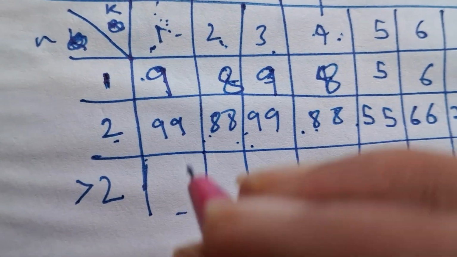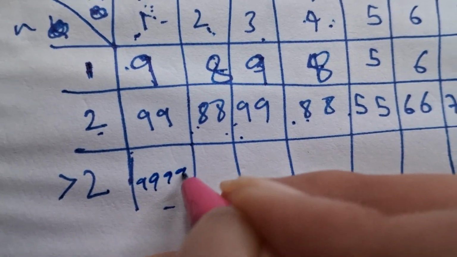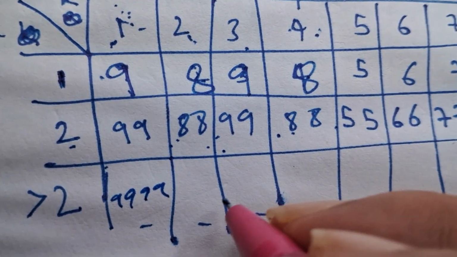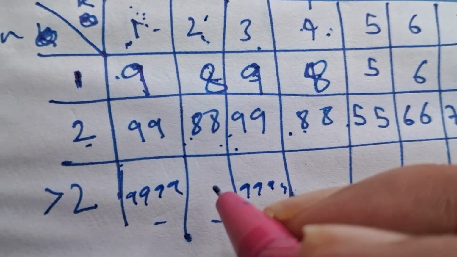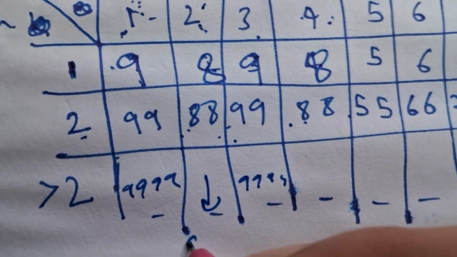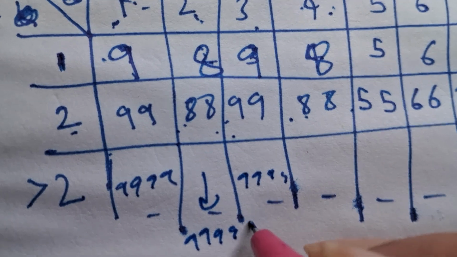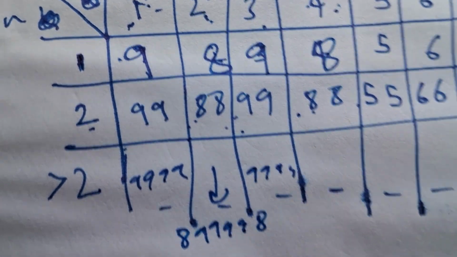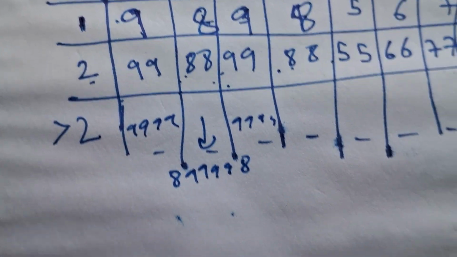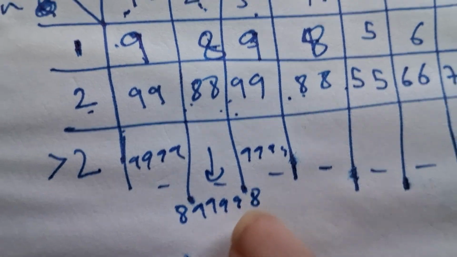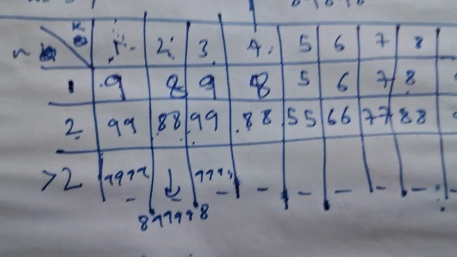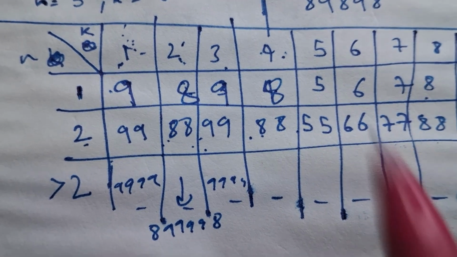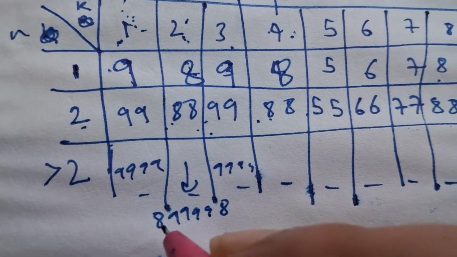For 1 you can just print all the 9s, and for 3 also you can print all the 9s. For 2 you can print all the 9s except the first and last element, which are going to be 8, because that is the best approach. That is the most greedy approach to do this. Now for 4 it is similar to this.